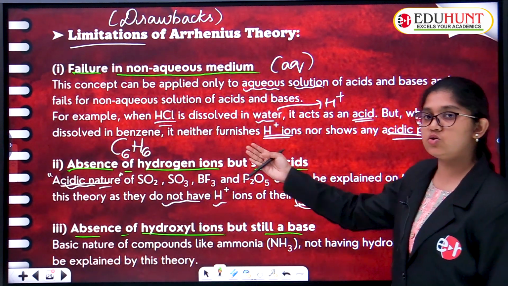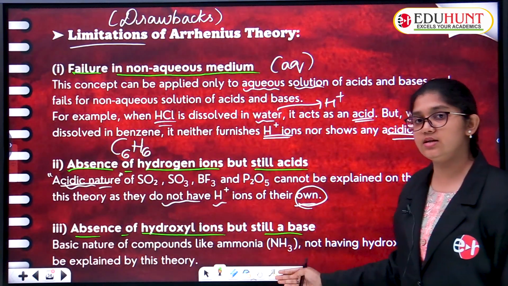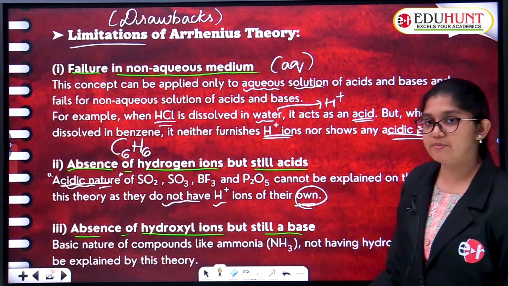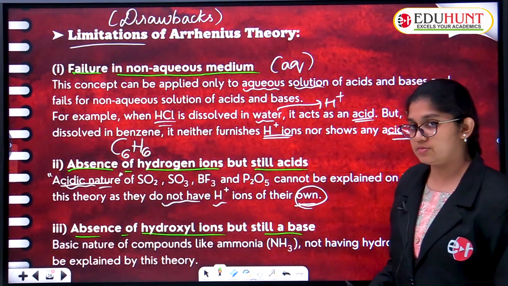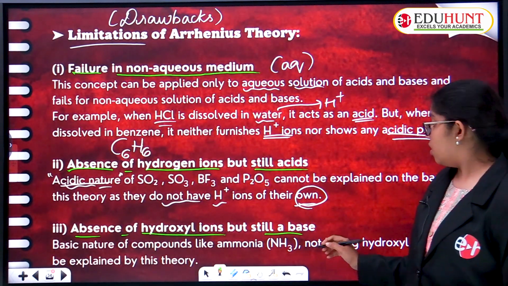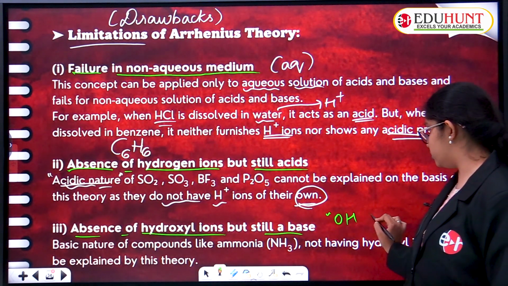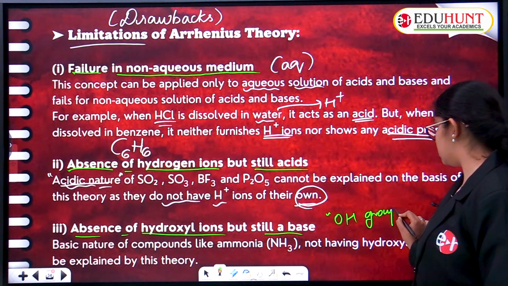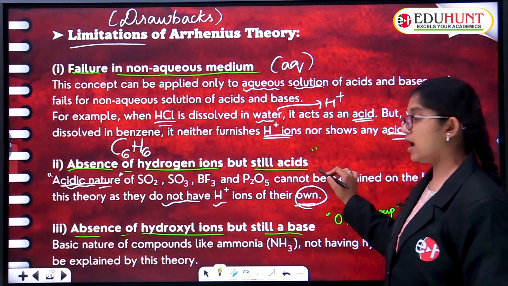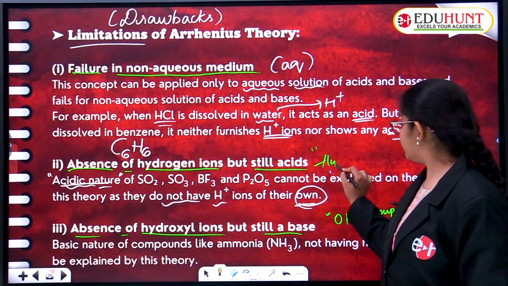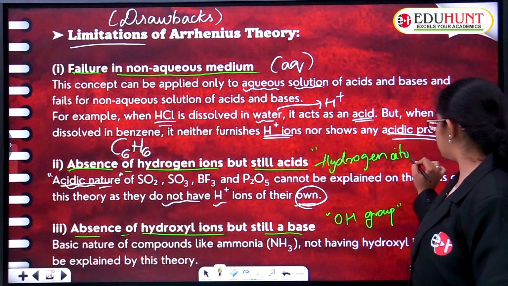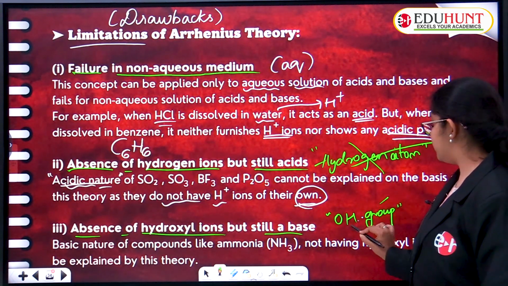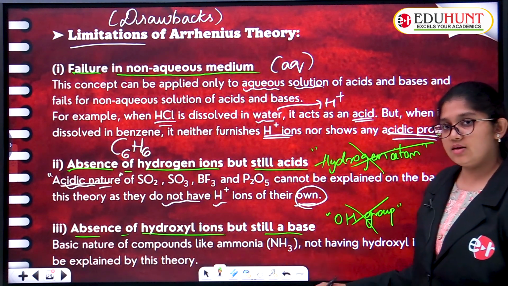Previously there was no H atom, and now there is no OH representation. The OH group is not there, it seems. But it is a base, it seems. But according to Arrhenius, it should have an OH group, right? Yes or no? Arrhenius theory should have a hydrogen atom, but those 2 are missing. Yes or no? Those 2 are missing. That's the reason it fails.